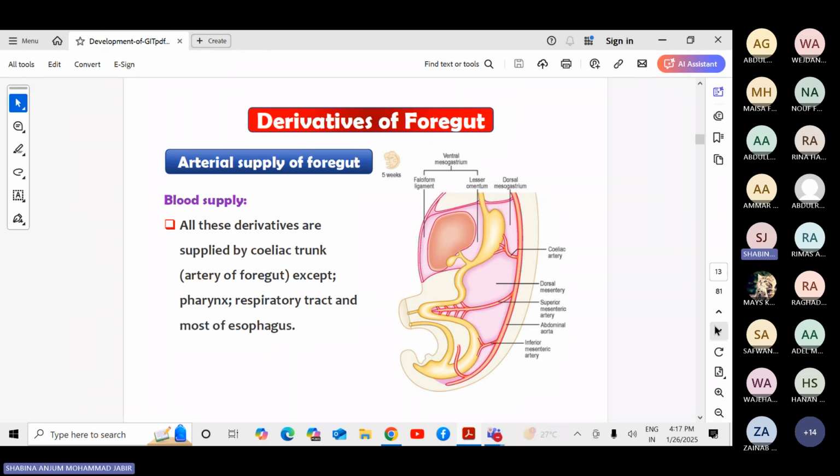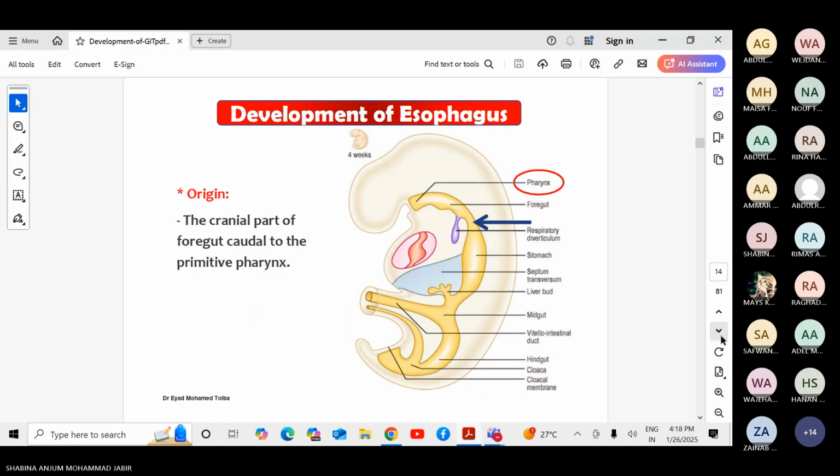All these structures will be supplied by the celiac artery, the celiac trunk, except the pharynx and respiratory tract. And we know the esophagus has additional blood supply also from the esophageal arteries.